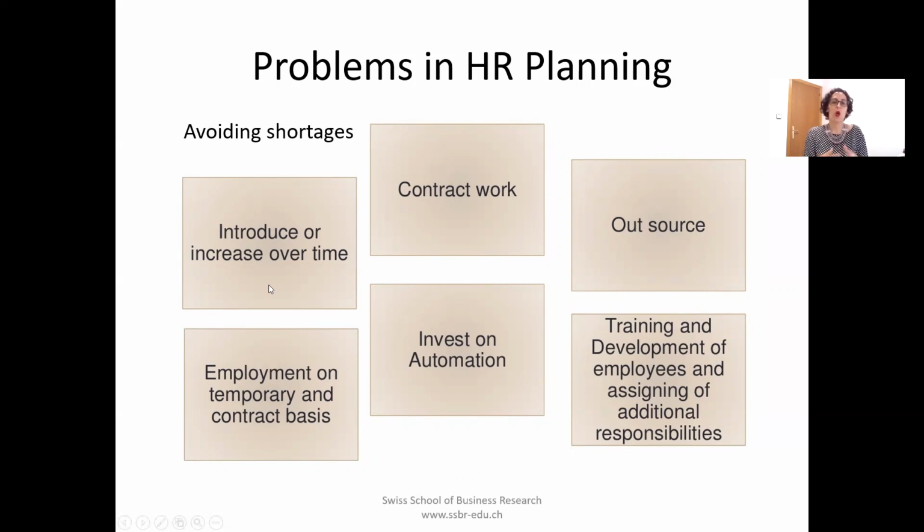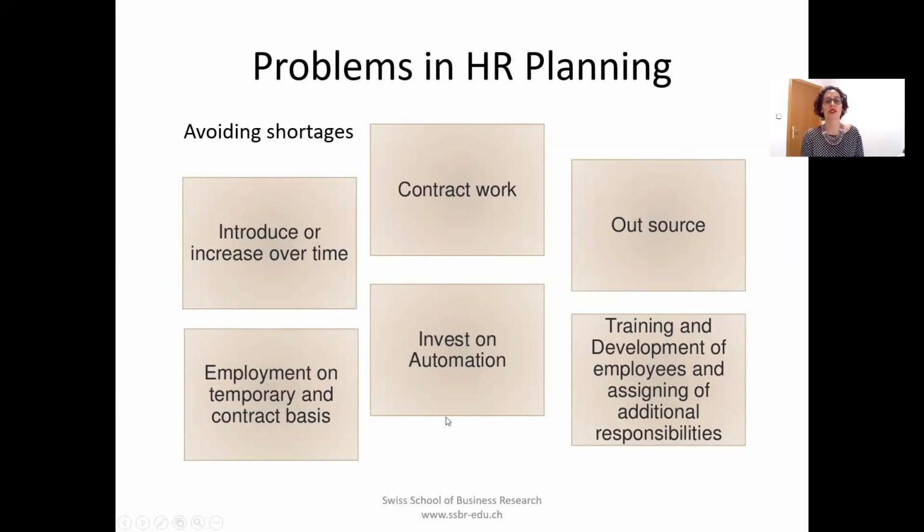Then, of course, over time, this is something that will not be as immediate a solution as contracting work or outsourcing, but begin recruitment processes. Increase the recruitment processes over time so that you can start getting people coming into your organization as employee inflows, as we saw before, in order to avoid shortages. Then also you can employ people on a temporary or contract basis.